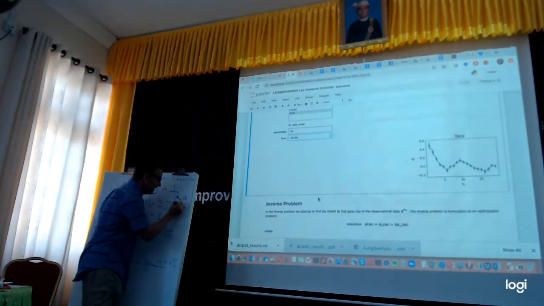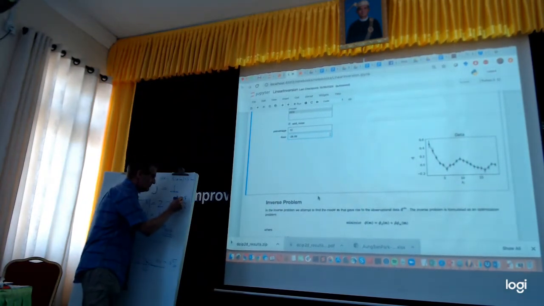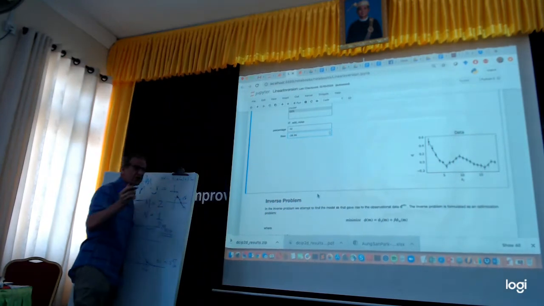But for this 5% point here, a percentage of 5% has no error bar.